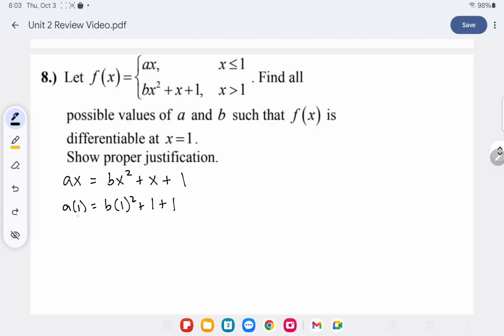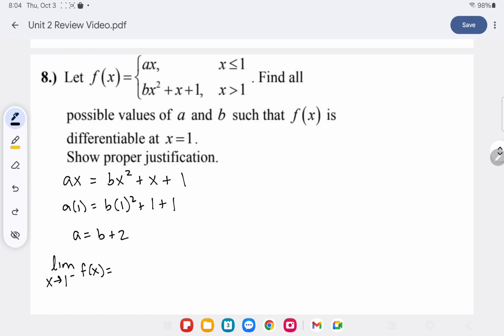So what this would look like is we have 1a, or a, equals b times 1 squared, or 1b, plus 1 is a plus 2. So we know that a needs to equal b plus 2. This shows us how to make them continuous at x equals 1. Because to be differentiable, they need to be continuous. And if I wanted proper notation here, I probably should have done that. So like the limit as x goes to 1 from the left, we'll do the left side of f of x.